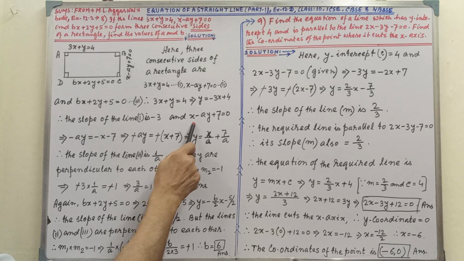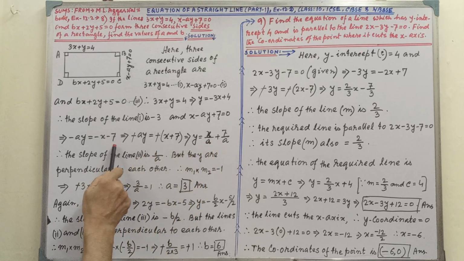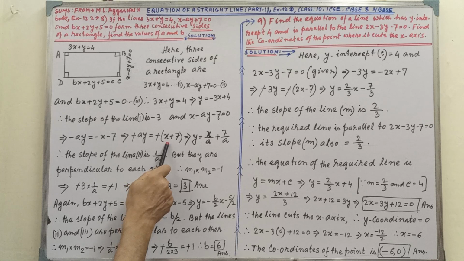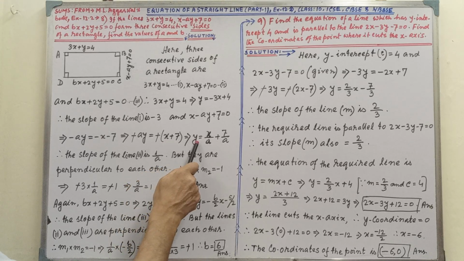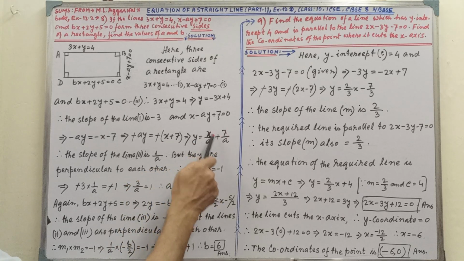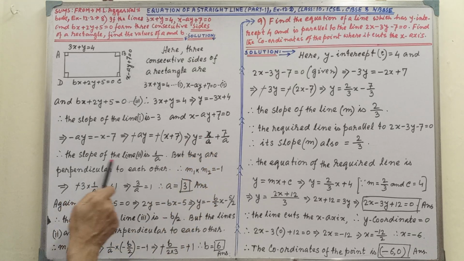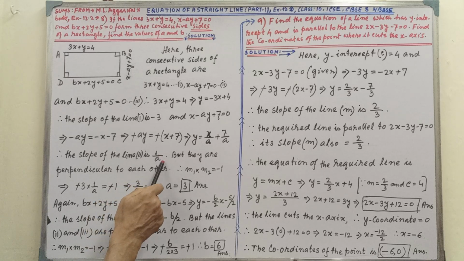And the slope of this line, same thing, we have to convert into intercept form. Then y equal to x by a plus 7 by a. In place of m, 1 by a. Therefore, the slope of line 2 is 1 by a.